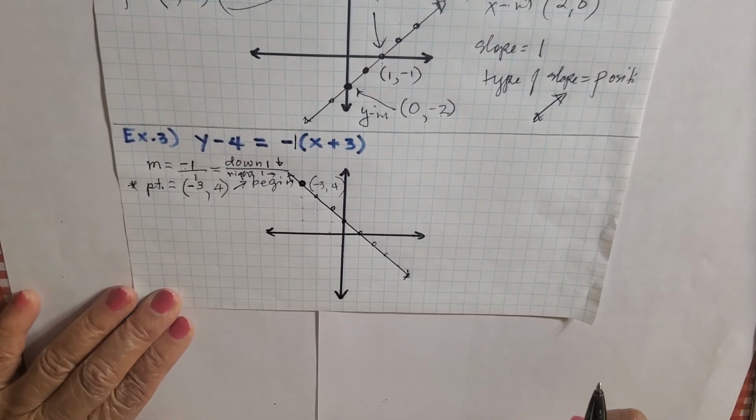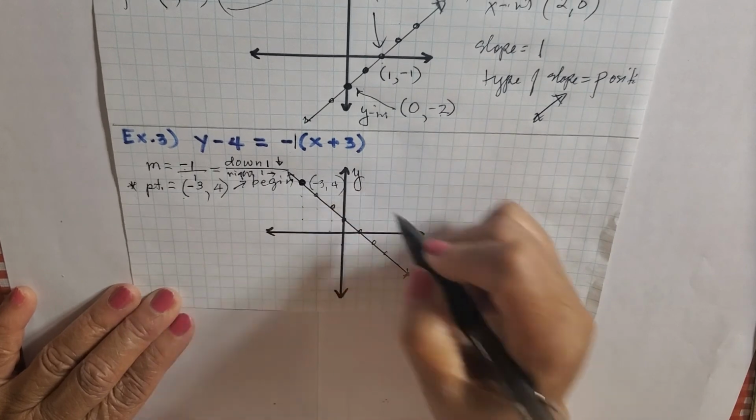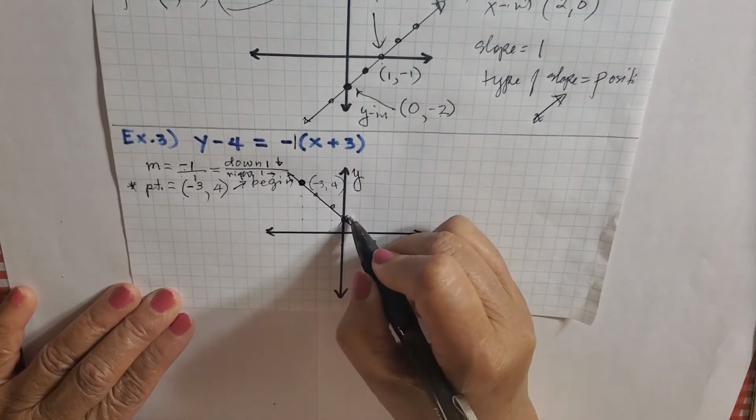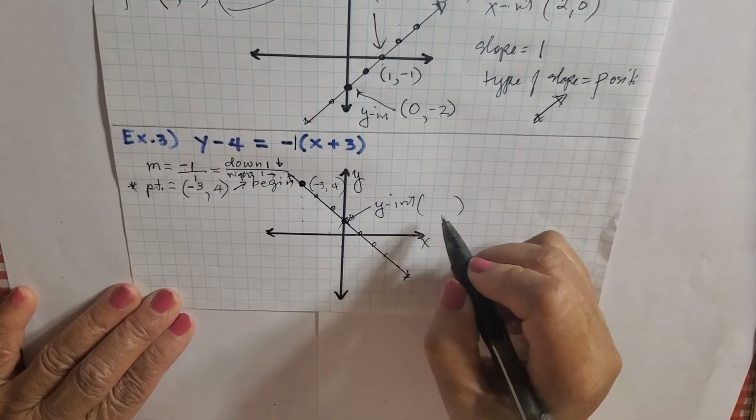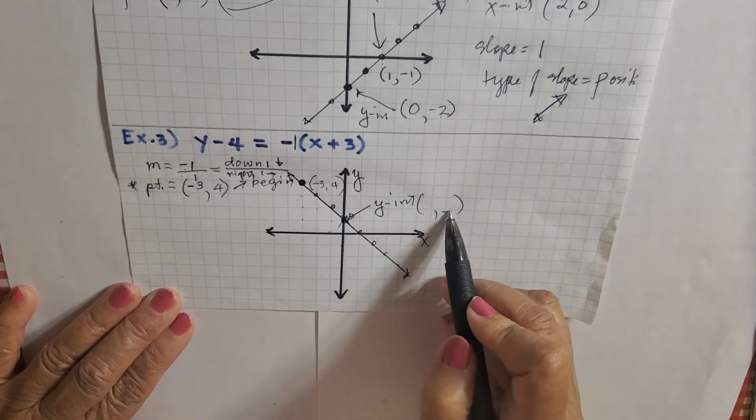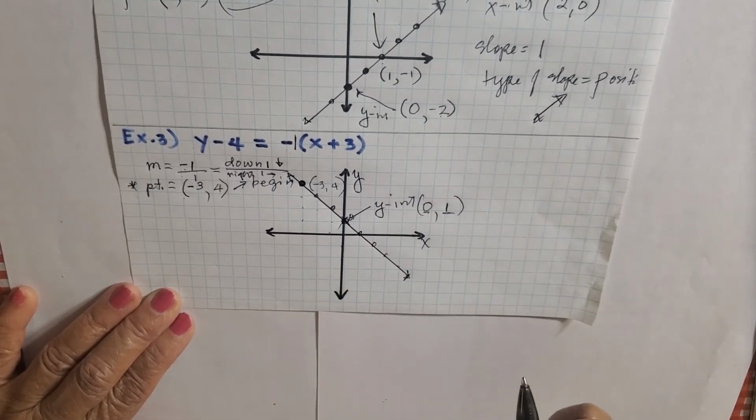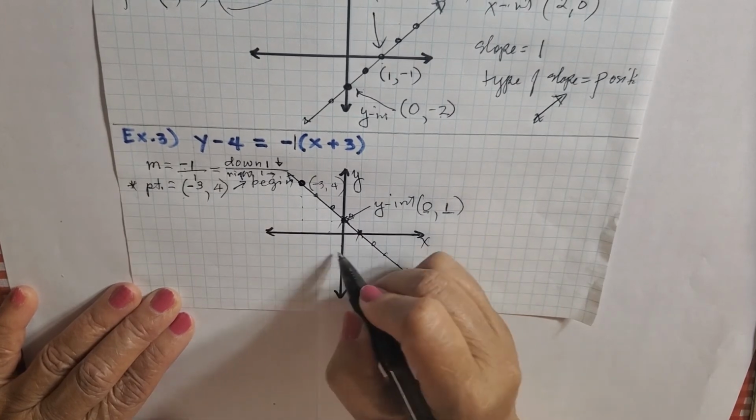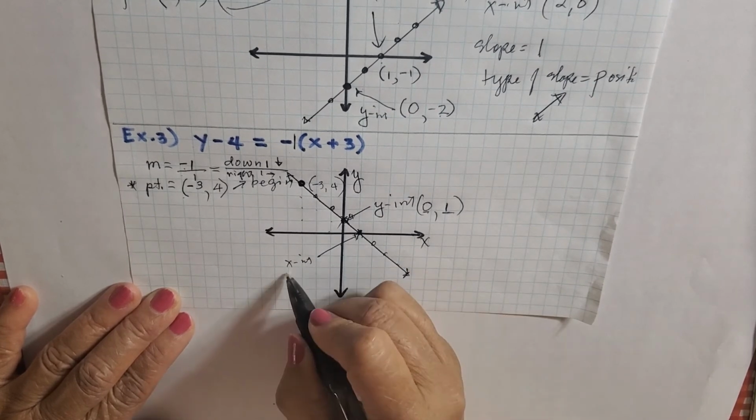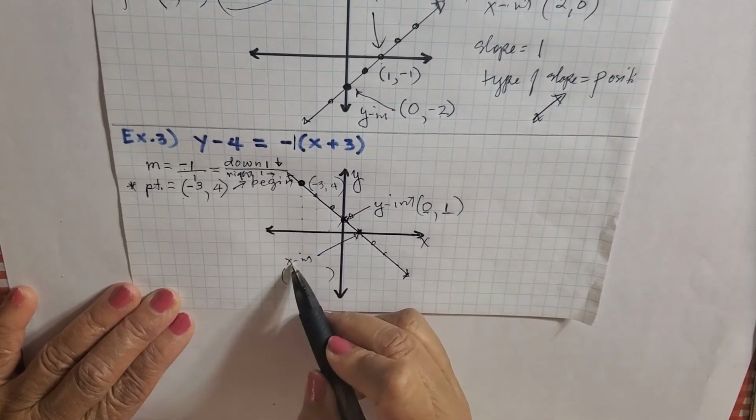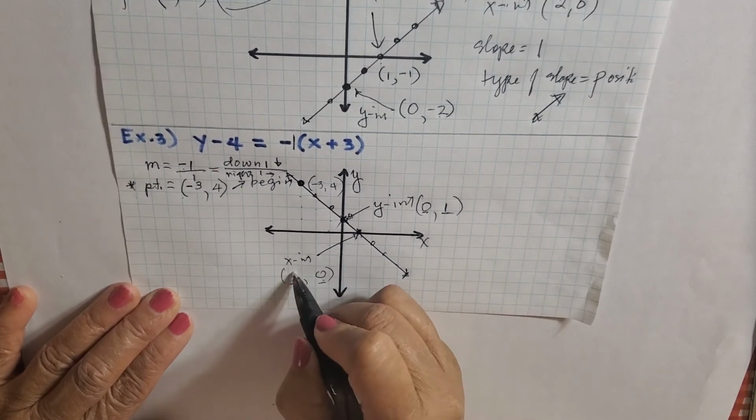I will identify my y-intercept. The y-intercept is where the line crosses the y-axis. So this is the y-intercept. And for the coordinate, there will be a number on the y, but x is 0. So it's 0, 1. This is the x-intercept. For the x-intercept, I have a number on the x, and the y is 0. So that will be positive 1.